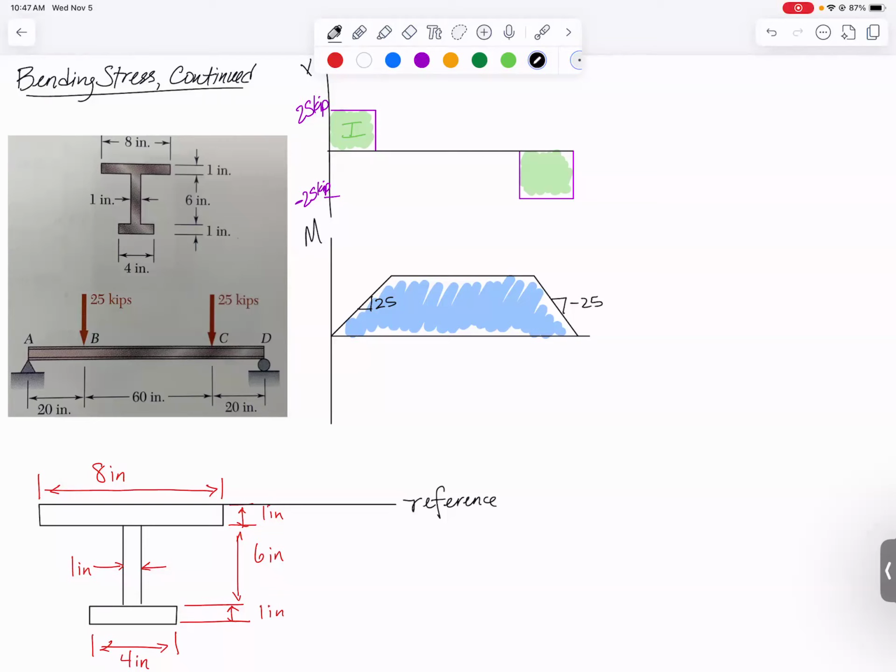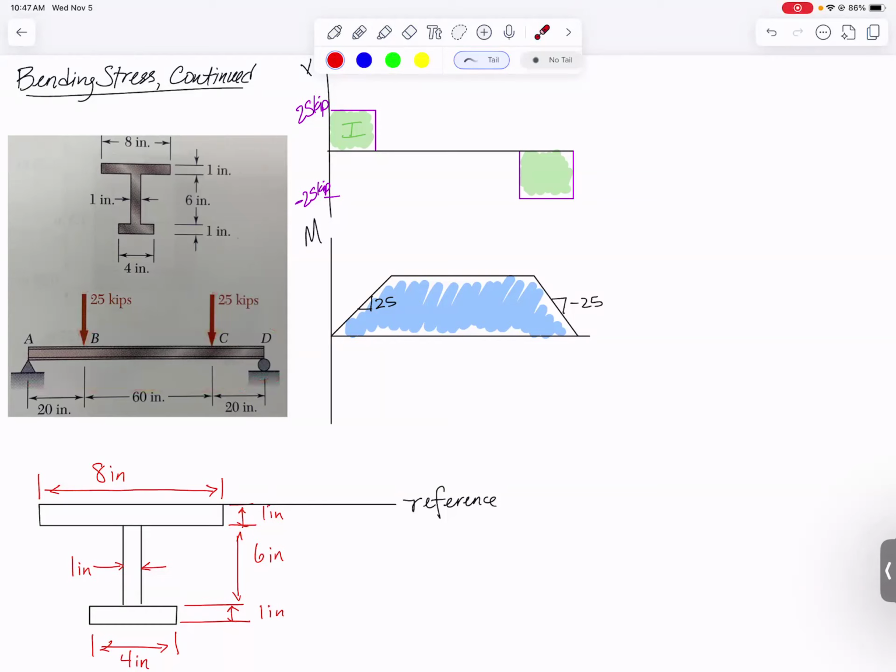Welcome back to day 3 of bending stress. To start things off today, I wanted to finish an example that I started in the very last video involving this simply supported beam, symmetrically loaded with a pair of 25 kip loads. We discovered last time that the reaction forces will then both be 25 kips pointing upward, and that gives us a shear force diagram that looks like this.